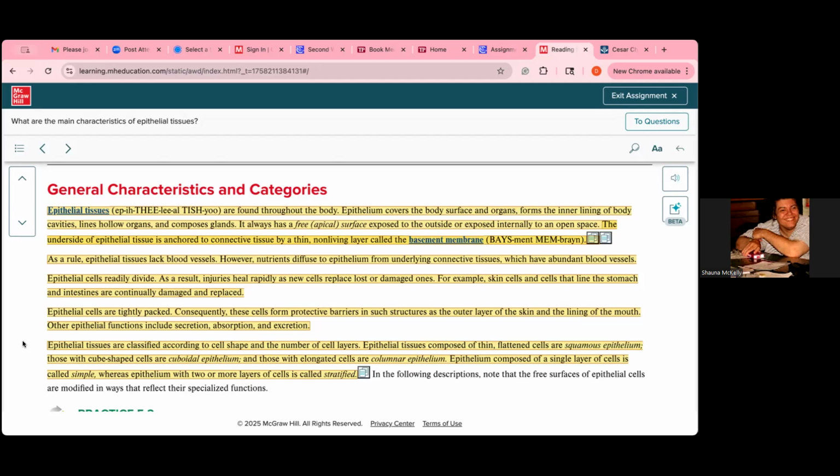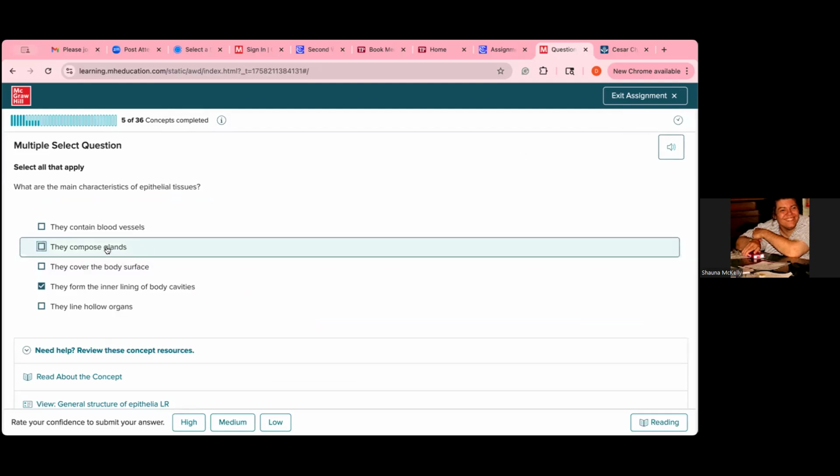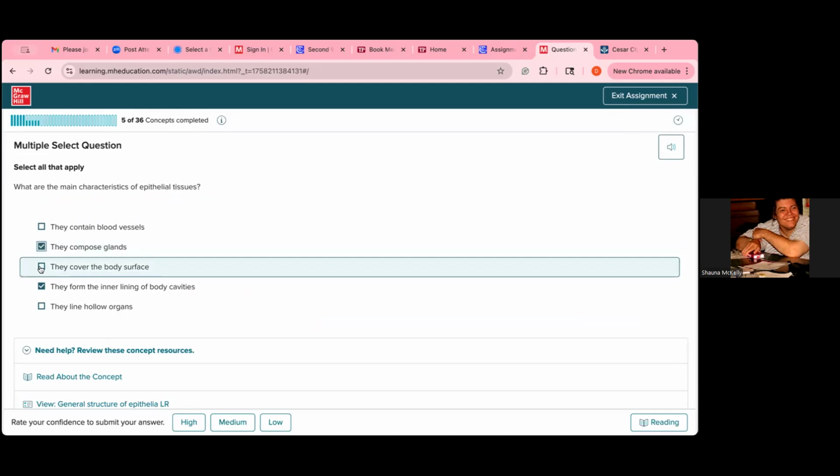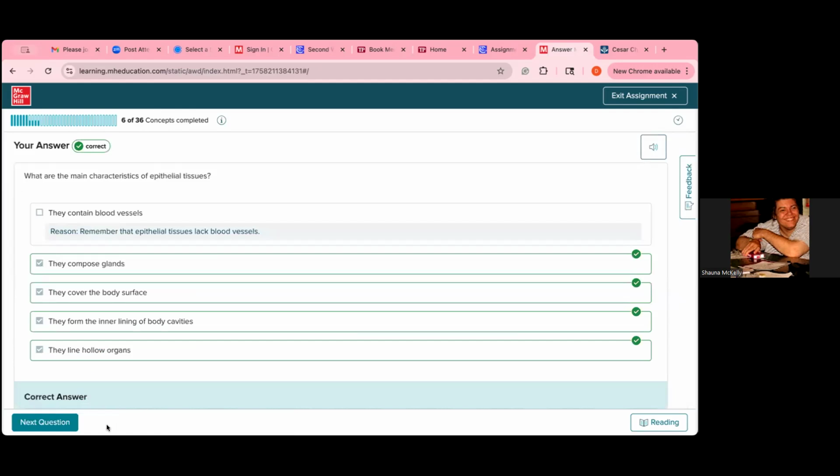So let's see what the question asks. In general, they don't compose or contain blood vessels, so that's not one we're going to use. They compose glands, yes. They cover the body surface, yes. They form the inner lining, you had that. And they line hollow organs. So all four of those. Good job.